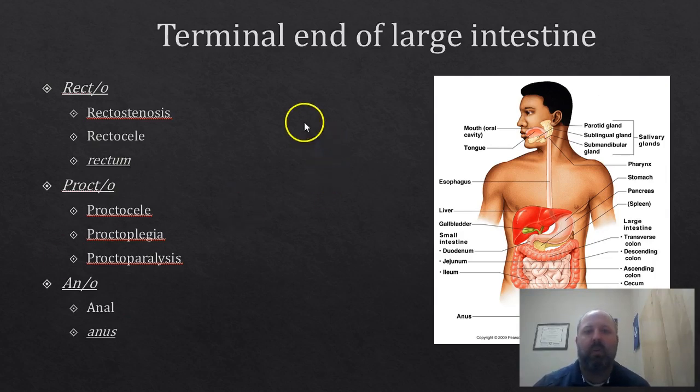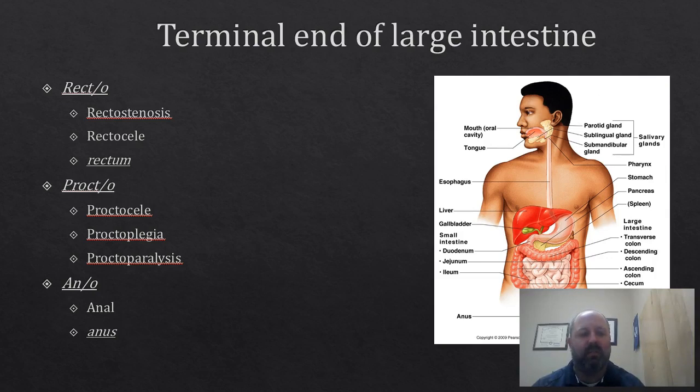The terminal or end of the large intestine is your recto or your procto, right? And that's down here in this area. You can see it here. Here's the rectum. And then, of course, the very end is your anus, right? And so you can have, again, proctoplegia, proctoparalysis, rectocele. So you can combine these terms with multiple prefixes and suffixes and get different terms. And that's the nature of this course, making sure you understand those. So that's kind of the path.